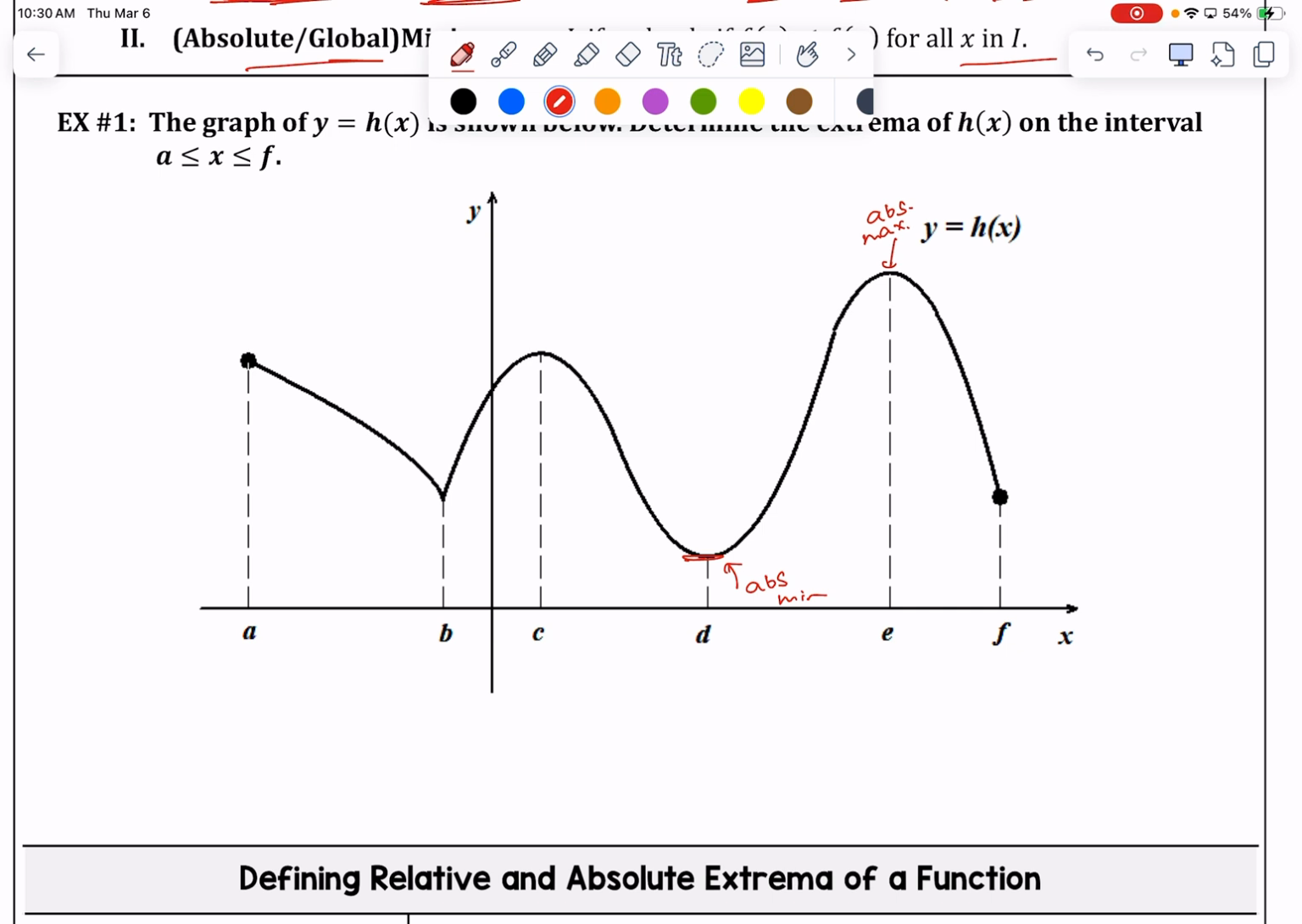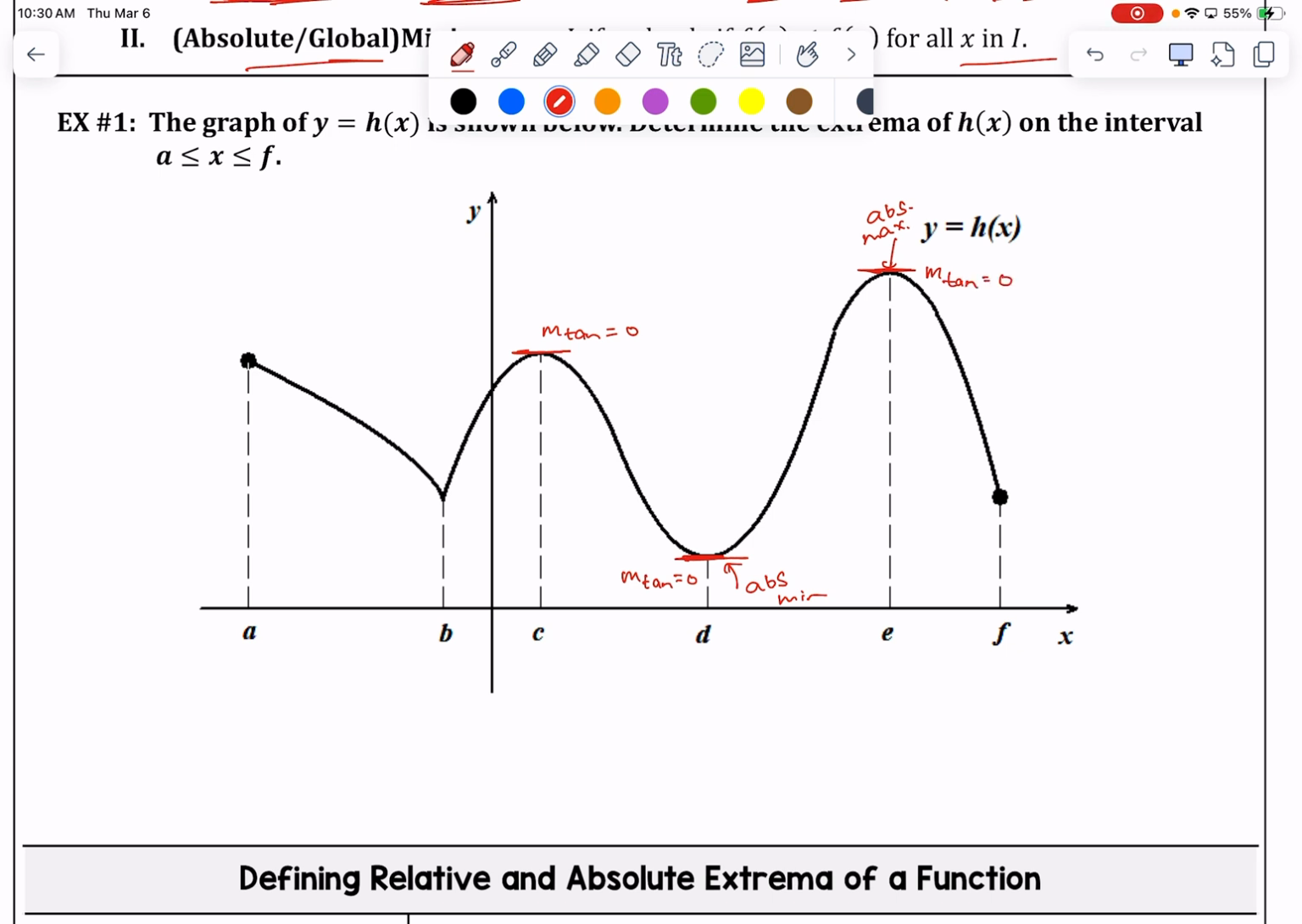What about B? They could have a slope of 0. Some of them have a slope of 0. Which ones have a slope of 0? C has a slope of 0. What else has a slope of 0? D has a slope of 0. What else has a slope of 0? E has a slope of 0. Anything else?